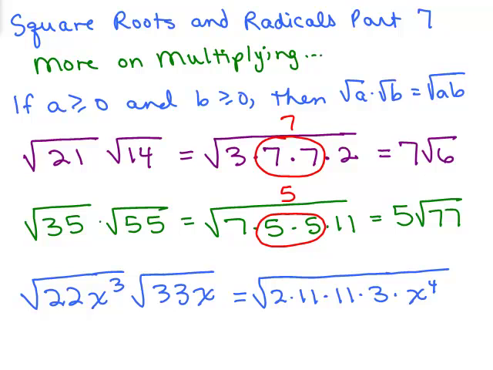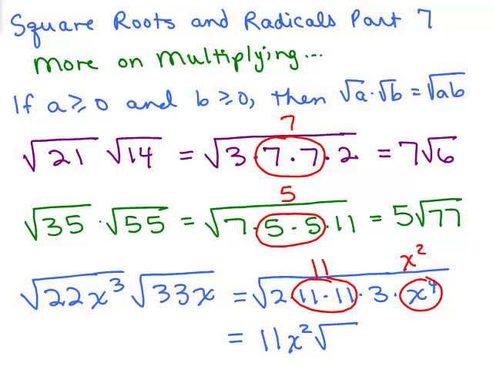So what can I do here? I could take out 11 times 11. That means that 11 pops out. And for x to the 4th, an x squared pops out. So that gives me on the outside 11x squared times the square root of 2 times 3, which is 6.